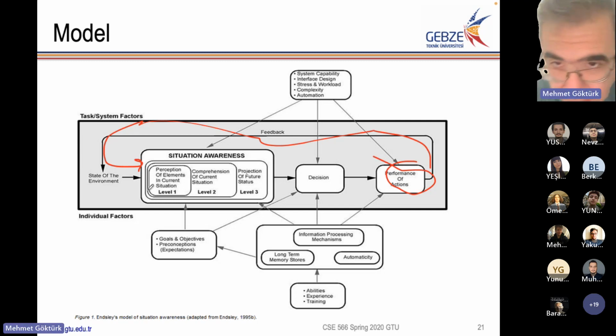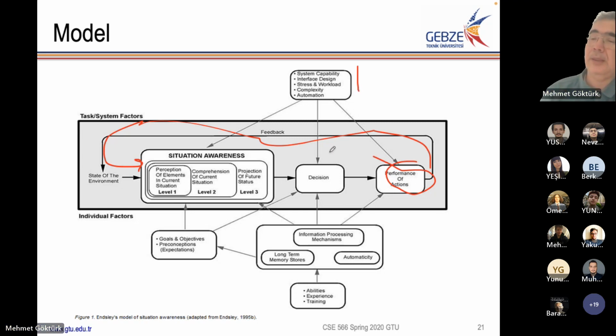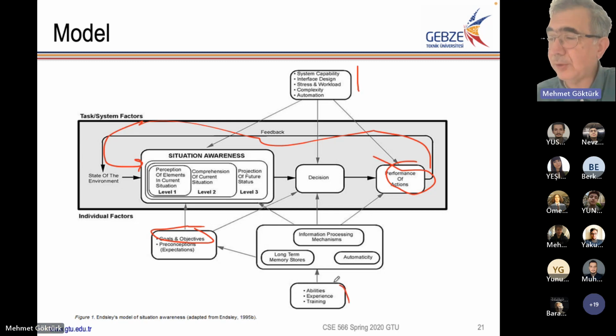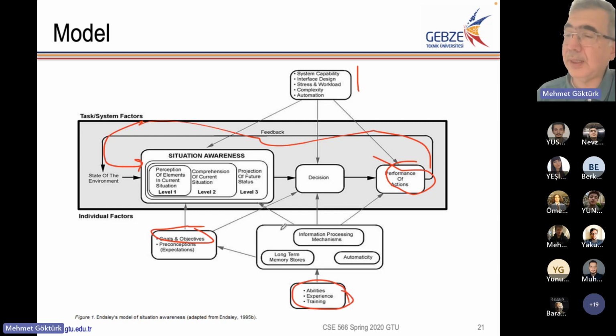Obviously, there are factors affecting that, such as system capacity, interface design, automation, stress, workload, and complexity. Also, you have the goals and objectives. If the goal is not that important, your motivation goes down. But if it is a life-threatening situation, it changes the behavior of situation awareness. Whether you are paid or not, whether it is critical to you or not, how important it is to you. And based on experience and training, decision making, observation, and projection abilities also change. If you have any questions, let me know.